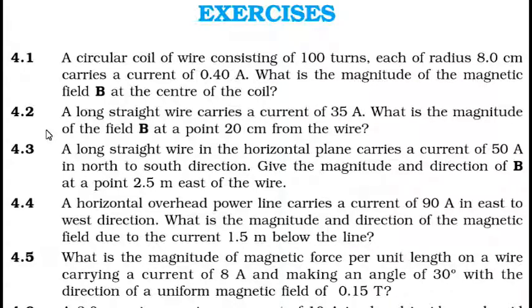So let us now see the next problem, that is 4.2. Now, a long straight wire carries a current of 35 ampere. What is the magnitude of the field B at a point 20 centimeter from the wire? Let us see the solution.